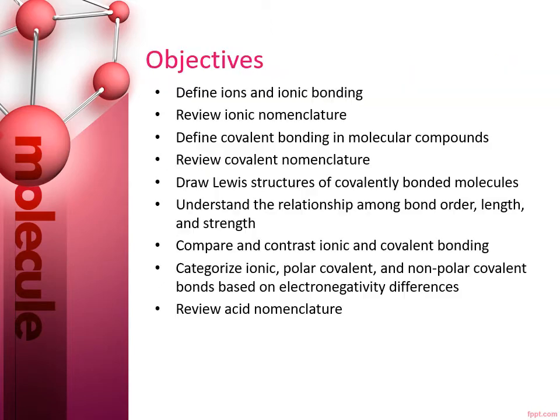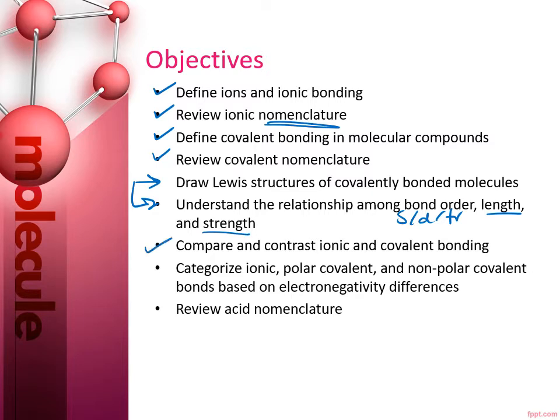Our objectives for today: we are going to define ions and ionic bonding, and then we're going to review how to name ionic compounds, nomenclature of ionic compounds. Then we're going to do the same thing for covalent bonding, and we'll review how to name those. We're going to draw some Lewis structures of covalently bonded molecules, which will help us understand the relationship among bond order, that's like single, double, triple bonds, and the length of the bonds and the strength of the bonds.